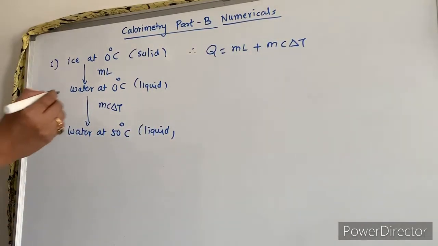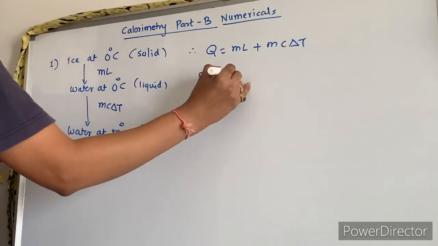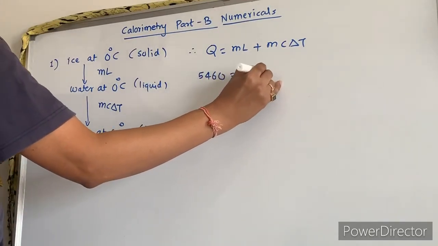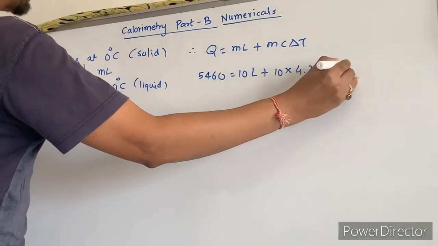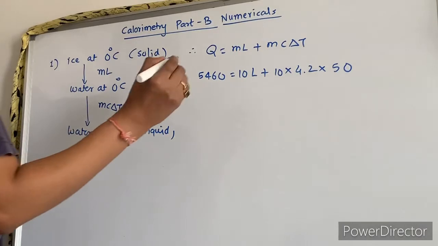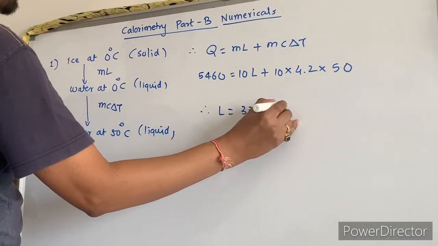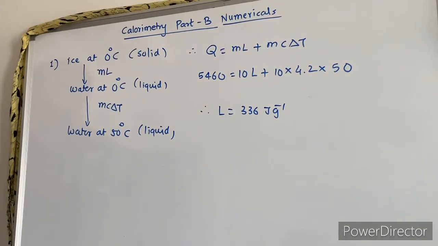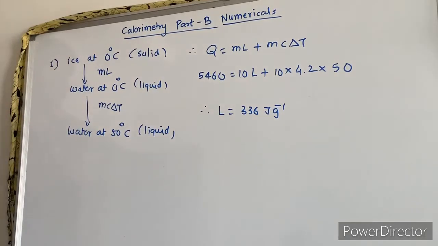So I can say total heat supplied Q is equal to Ml plus Mc delta T. Now what is given? Q value is given, that is 5460. Mass is 10, L as it is, plus 10 into 4.2 into delta T, which will be 50. If you cancel this 0 from here, you will get L equal to 336 joule per gram. Right? Those who want to convert this into kg, divide this M by 1000. If C is 4200, your answer will be 336,000 joule per kg. That is about the first numerical.